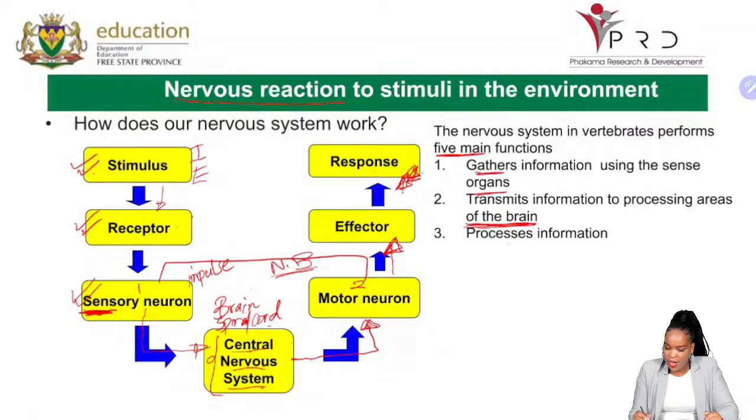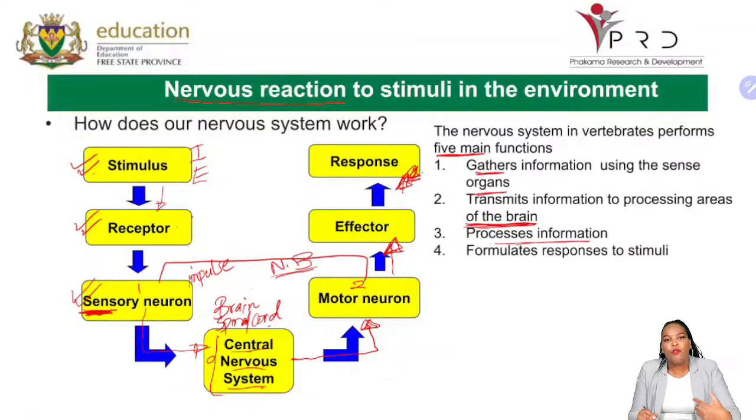The third main function of the nervous system is to process that information that was gathered. Then the fourth one is to formulate responses to the stimuli. You cannot just get information and not do anything about it. So the nervous system is going to get all this information from the outside environment, process it, and send it to the processing areas in the brain. And then it is also going to cause you to respond. We've spoken about this, although we were not formulating them this way.